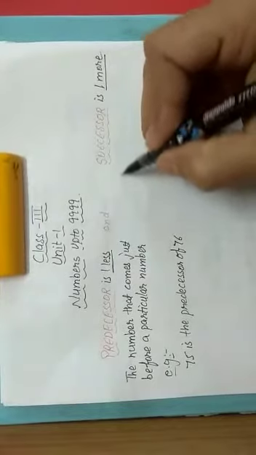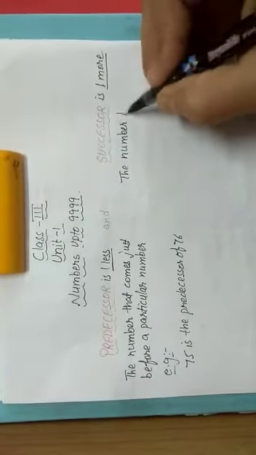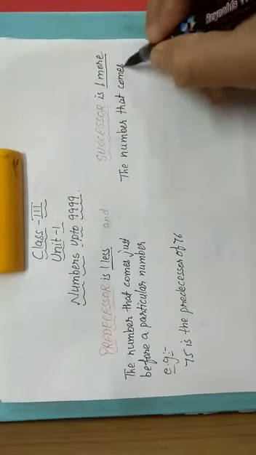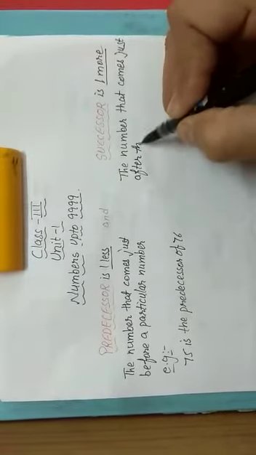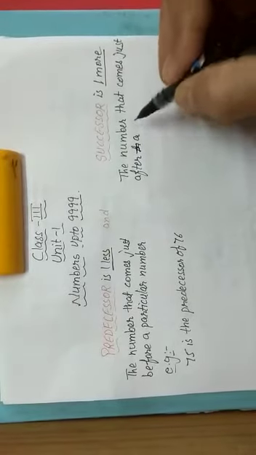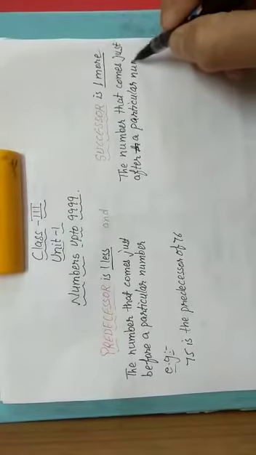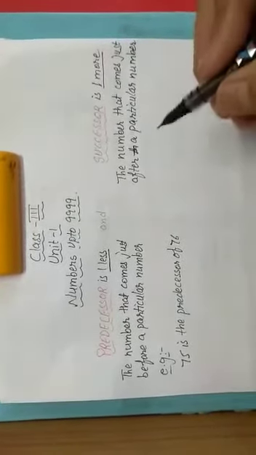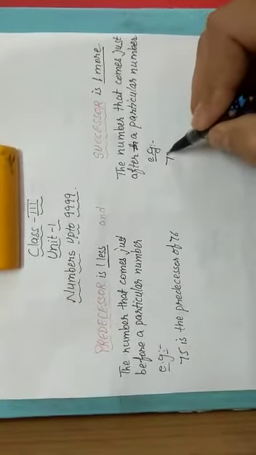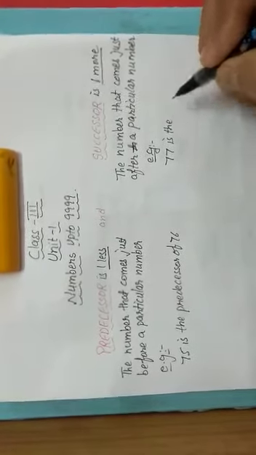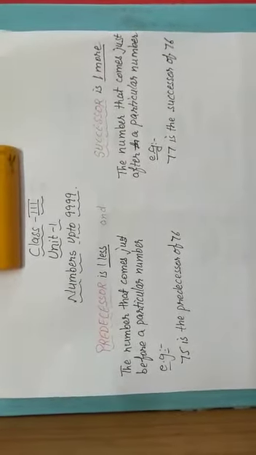and successor is the number that comes just after a particular number is called successor. For example, 77 is the successor of 76.